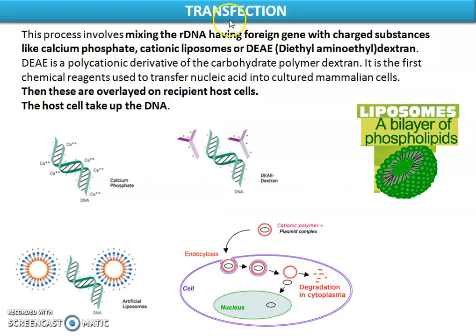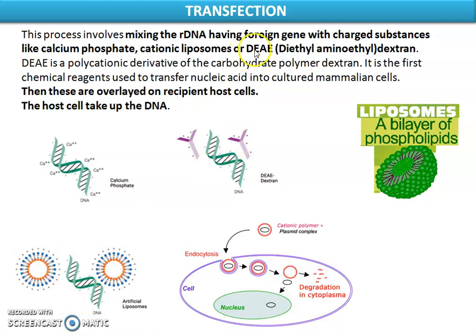Then we have another method called transfection. Here we are using some charged substances, mixing the rDNA that you have designed, along with the foreign gene, with charged substances. The substances could be calcium phosphate. See here, DNA mixed with calcium phosphate in a vial. It could be cationic liposomes. This is a liposome, which is a bilayer of phospholipid. So the internal aqueous solution of the liposome is loaded with DNA. So the DNA, that means the desirable piece, is surrounded by liposomes. That can be one method.